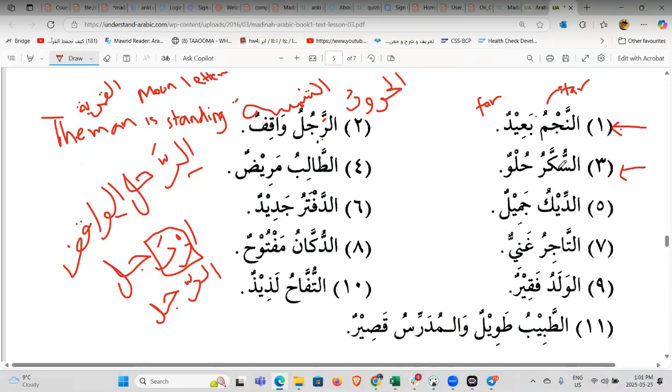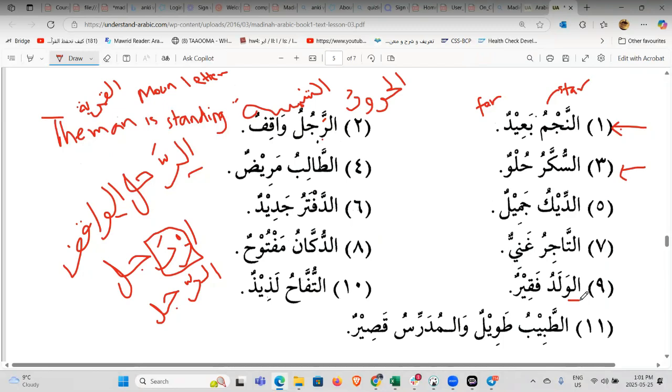Al-sukkar is sweet, or tasty. Yeah, sweet. Ad-dik, the rooster, jamil, is beautiful. At-tajir, the trader, ghani, is rich. Al-walad, the boy, faqir, is poor.